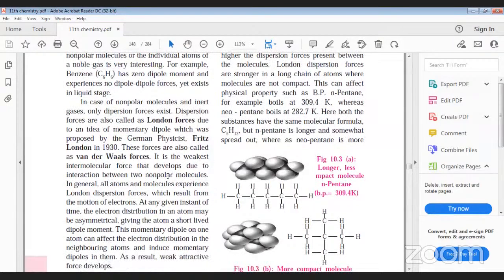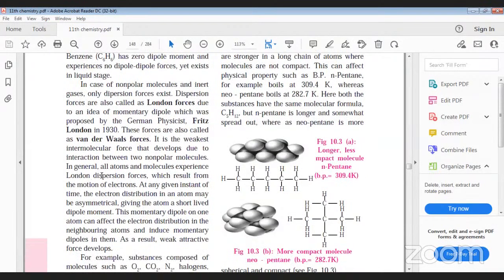You have heard about the forces called van der Waals forces. These are the weakest of the interactions. Van der Waals forces are the weakest forces, and these are basically surface forces. It is the weakest intermolecular force that develops due to the interaction between non-polar molecules. So van der Waals forces are the weakest intermolecular forces developed due to the interaction between two non-polar molecules.